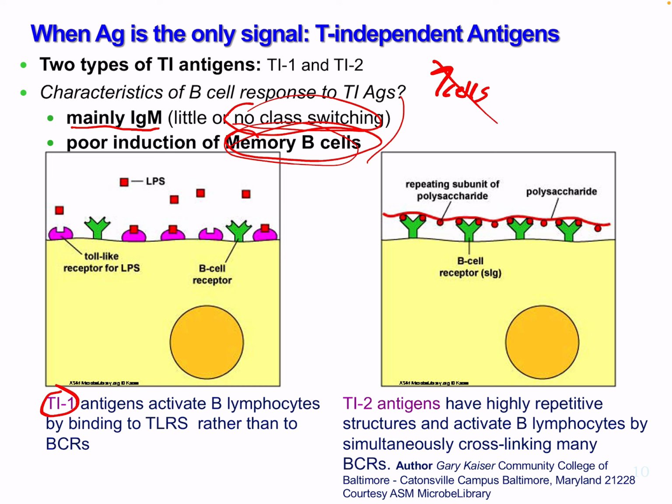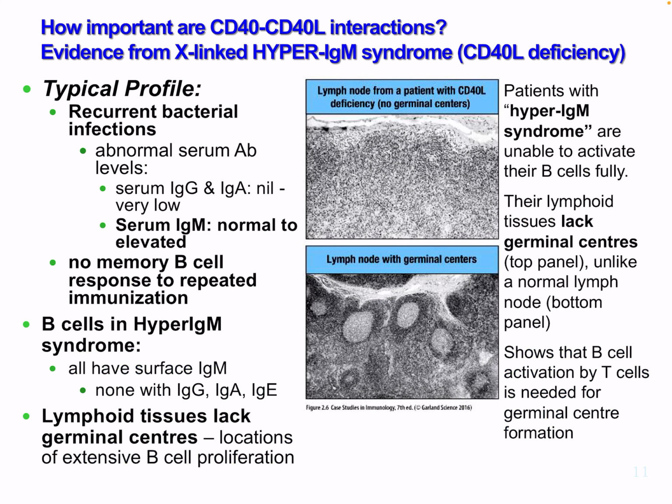Our T cell independent 1 antigens activate B lymphocytes by binding to toll-like receptors rather than B cell receptors. Our TI2 antigens have highly repetitive structures. So again, I've gone over this before, repetitive structures, and an example is LPS. And these simultaneously cross-link many B cell receptors.